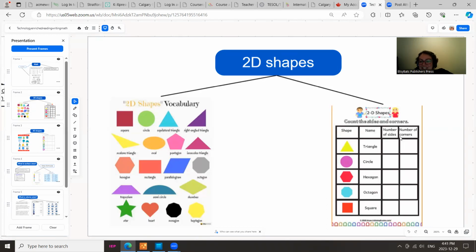And this is the sides and corners. Okay, so counting the triangle, for example, how many sides does the triangle have? 1, 2, 3. You would write 3, number of corners, 1, 2, 3, and fill out the entire sheet for each of the questions and each of the shape you see the picture of.